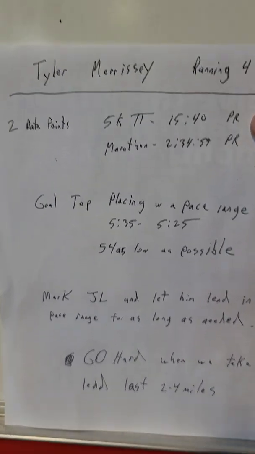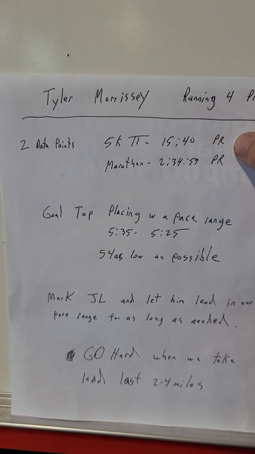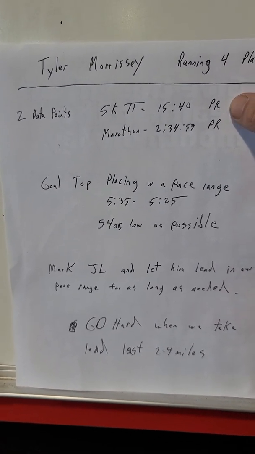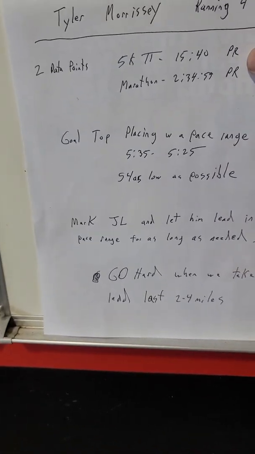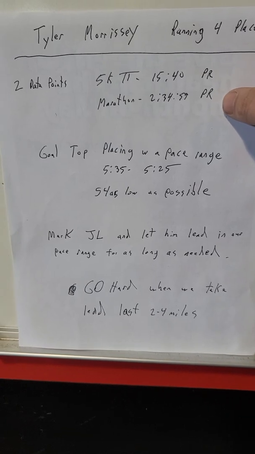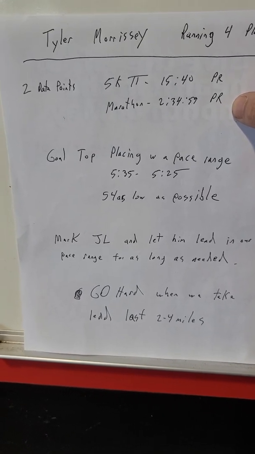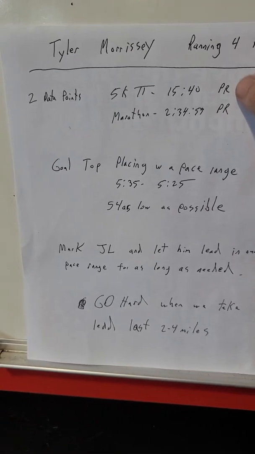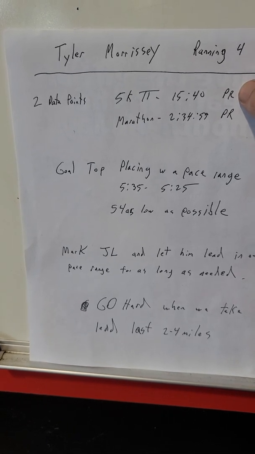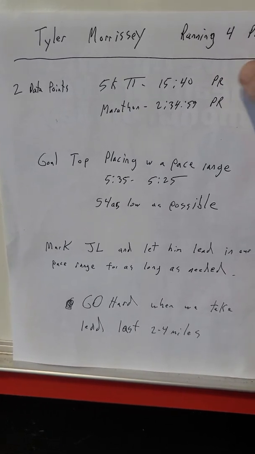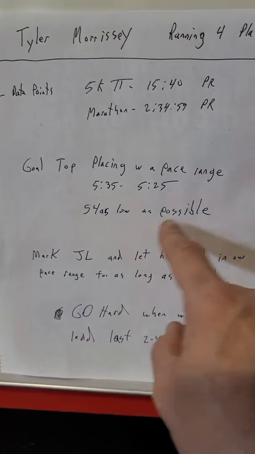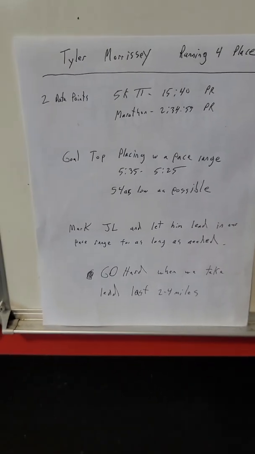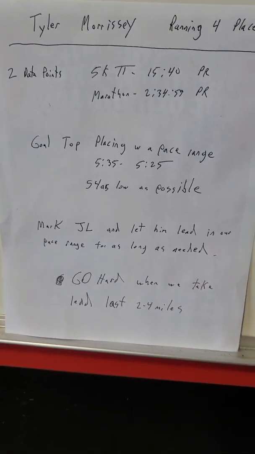But Mr. Morrissey, we've got 2 data points here. And we're running for place, folks. We're running for place. We are the number 2 seed, and we're definitely trying to secure that seed. 5K time trial PR 15:40, marathon PR just under 2:35. This is his fastest run of his lifetime. That's his best mark in history. Goal top placing with a pace range of 5:35 to 5:25, 54 as low as possible. But I once again remind you, the goal is place.